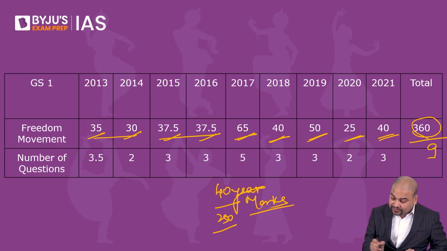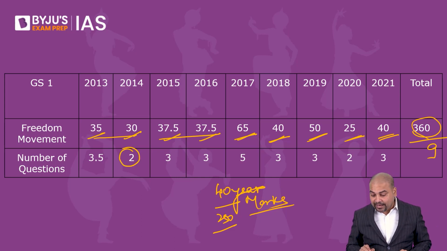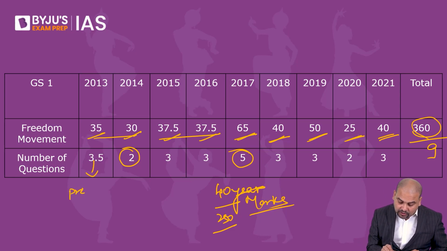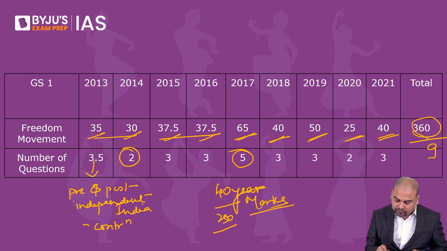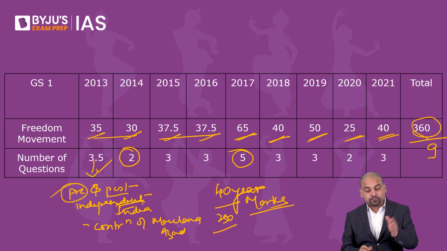Now, look at the number of questions. The least was in 2014 where 2 questions came. And the highest was 5 in 2017. I know some of you would be asking why 3.5, because there was a question on pre and post independent India contributions of Maulana Azad. Now the post-independence part goes under post-independent India. That's why it was 0.5. Pre was in modern, post was in post-independence.